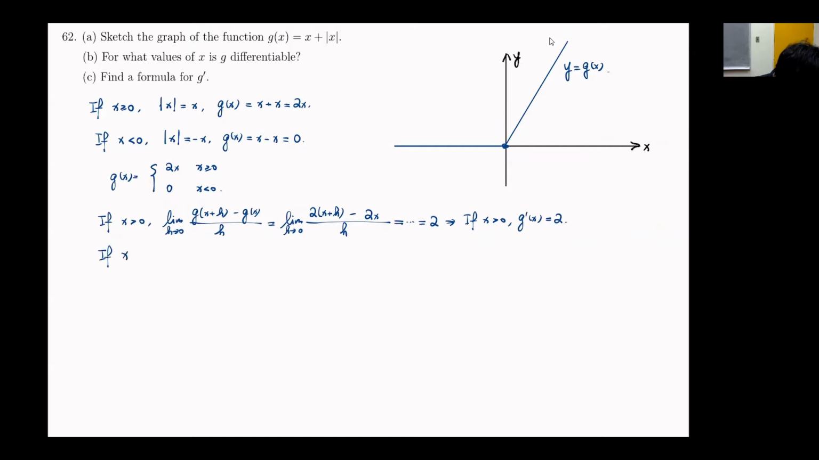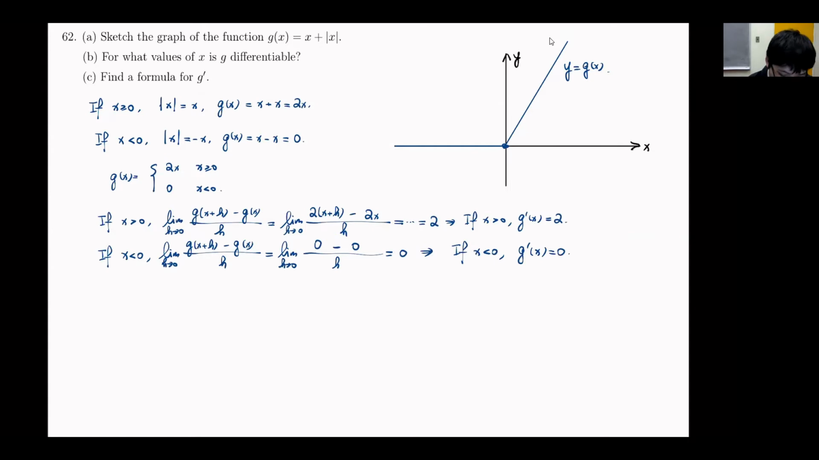Similarly, if x is strictly less than 0, because now my x is a generic number, in this case, both g of x plus h and g of x are going to be 0. So that will be 0 minus 0 divided by h as h approaches 0. So then the answer for this is going to be 0. That way we see that if x is strictly negative, g prime of x is constantly 0.